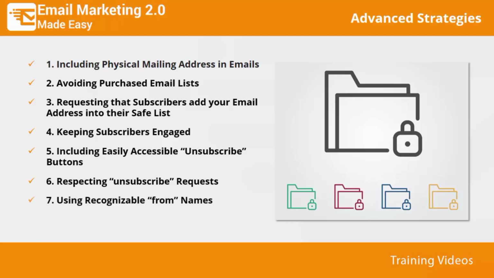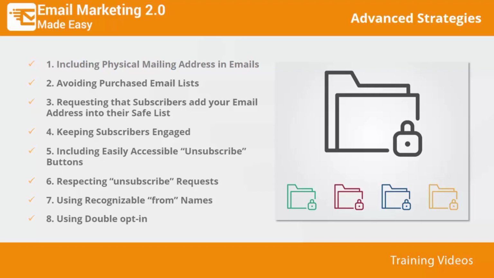7. Using recognizable from names. Use a concise from name in your emails that you can use for all your emails. Using different from names on the same email newsletters can affect your delivery rates. 8. Using double opt-in. Make sure to send a confirmation email to each new subscriber. This will give you an additional layer of protection against spam filters and will also tell you how committed subscribers are to continue opening your emails.